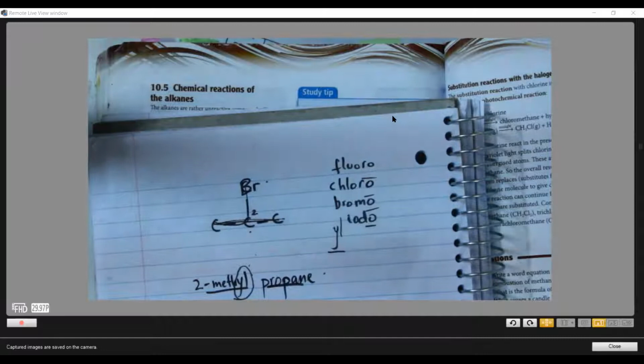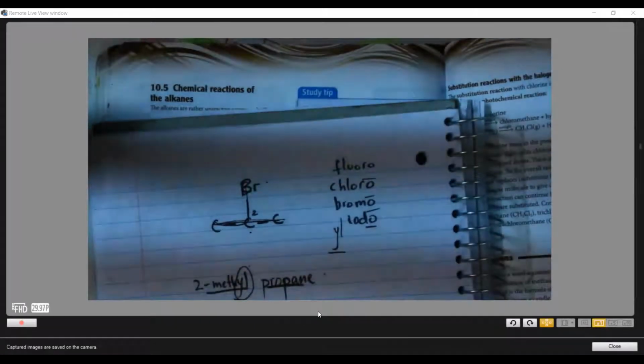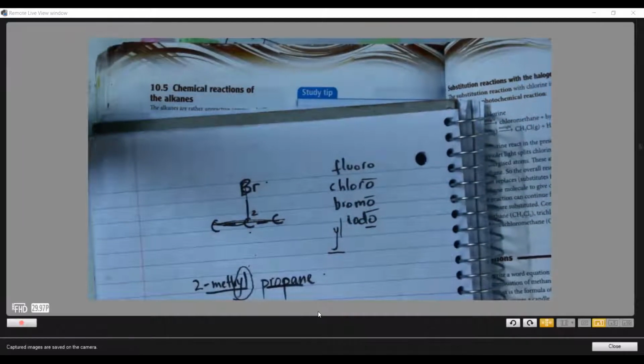What are the reactions that alkanes and alkenes can undergo? Let's list the names of the reactions. Can you name a few reactions? Substitution reaction. Good, very good. Substitution, combustion. Yes, two and more. Addition reaction. Very good. Substitution, combustion, addition.